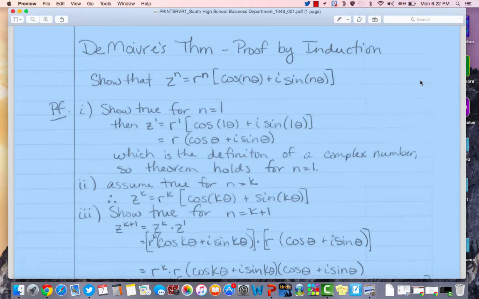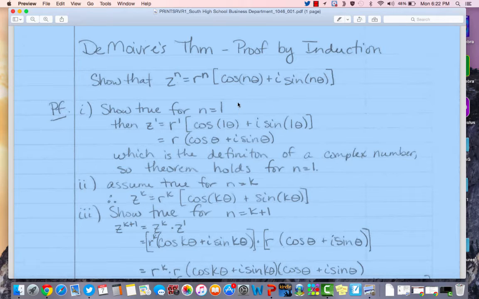All right, we're going to work through the proof for DeMoivre's theorem. We're going to do this proof by induction. What we're going to show is that z to the n equals r to the n times the cosine of n theta plus i sine n theta. The work is here for you. I will just explain certain parts of it.